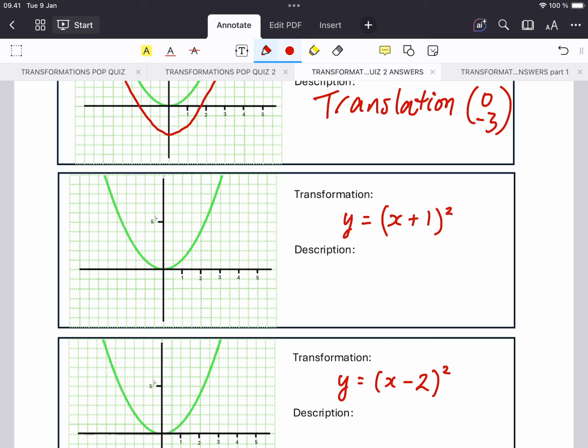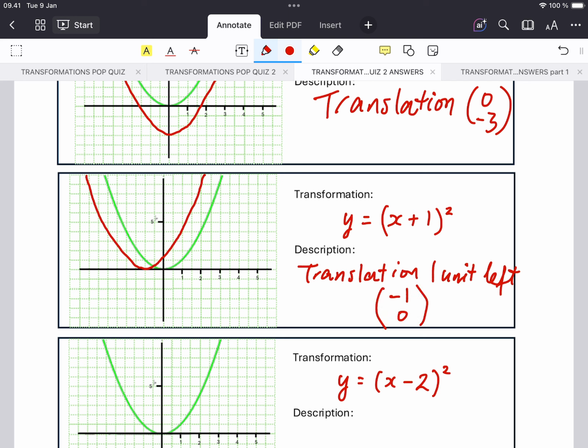Okay, y equals (x plus 1) all squared. So we're adding 1 to the x before we're applying the function, and that has the effect of shifting the graph horizontally, not in the direction of plus 1 as you might expect, but counterintuitively perhaps the other way. So that's going to be a shift of 1 unit to the left. So translation 1 unit to the left, or in other words, (-1, 0): 1 back, 0 up or down.